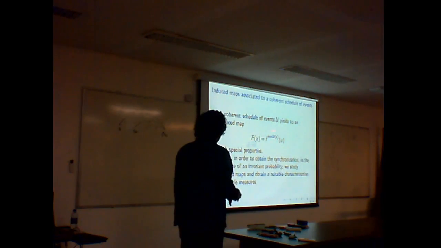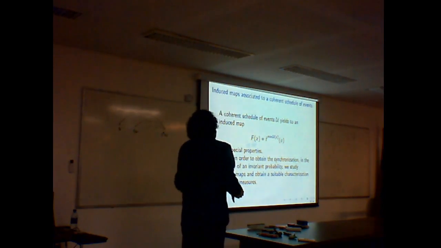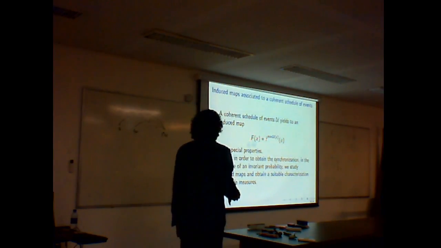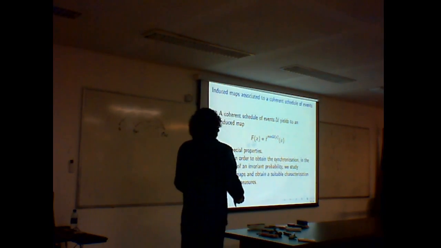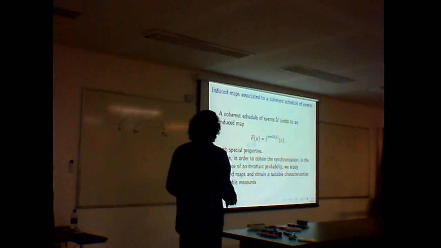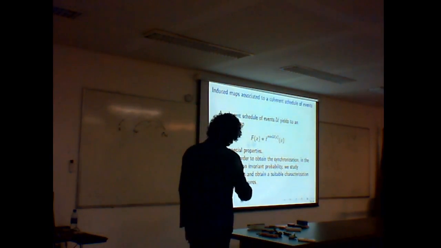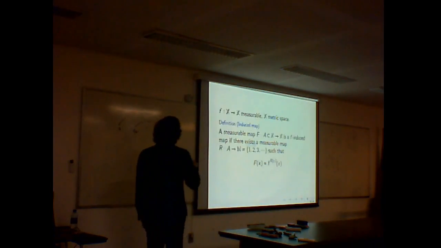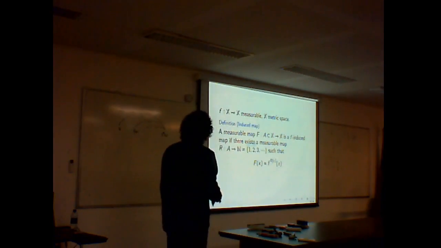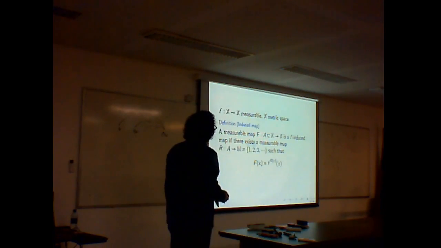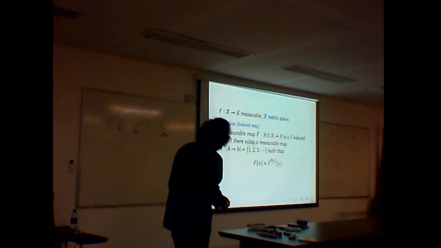So to try to make the synchronization of renewal schedules of events, this was our strategy: we need to study this kind of induced map and try to make a good characterization of liftable measures. Let me talk about the lift problem. So suppose that you have a map in a measurable metric space, and an induced map is a map defined on a subset of this metric space to the metric space that satisfies this kind of formula.